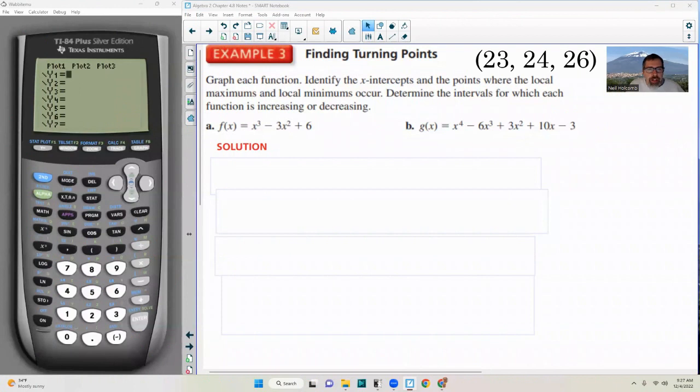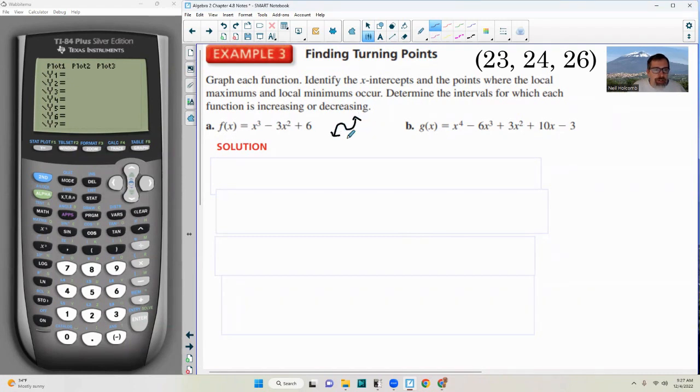Okay, example 3, finding turning points. Now we're going to focus on the turning points. It says graph each function, identify the x-intercepts and the points where the local maximums and local minimums occur. Determine the intervals for which each function is increasing or decreasing. We're given a cubic in part A, x cubed minus 3x squared plus 6. I always think about what that's going to look like before I even begin the process. It's a cubic and it's positive, so it's going to look like this.